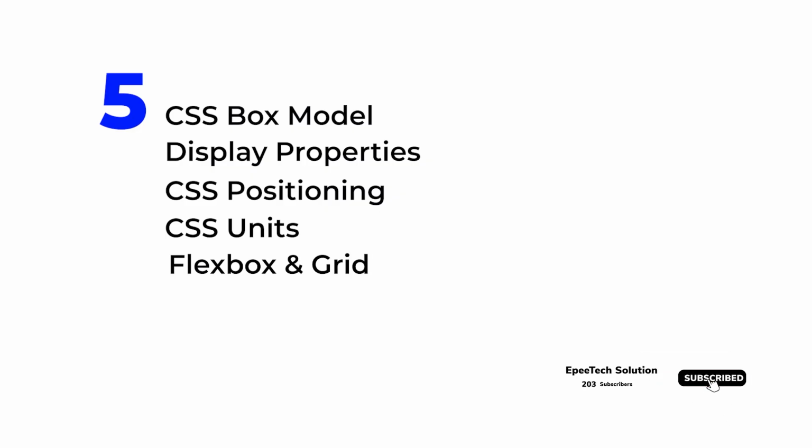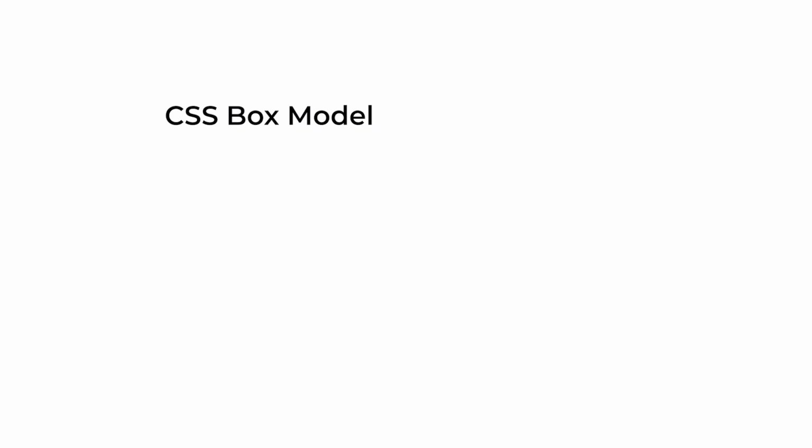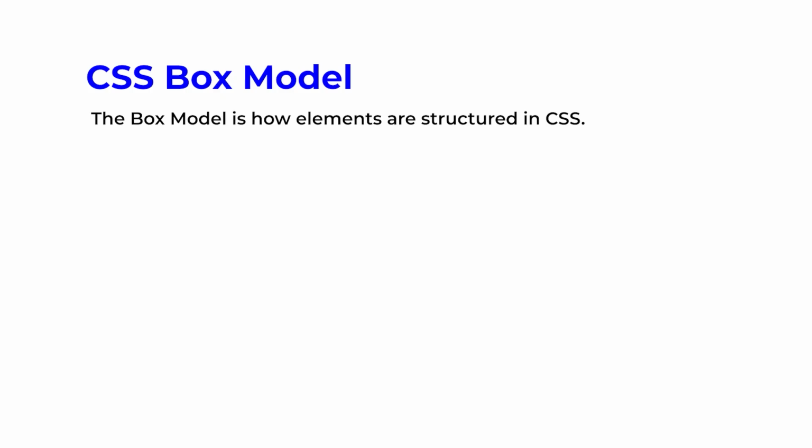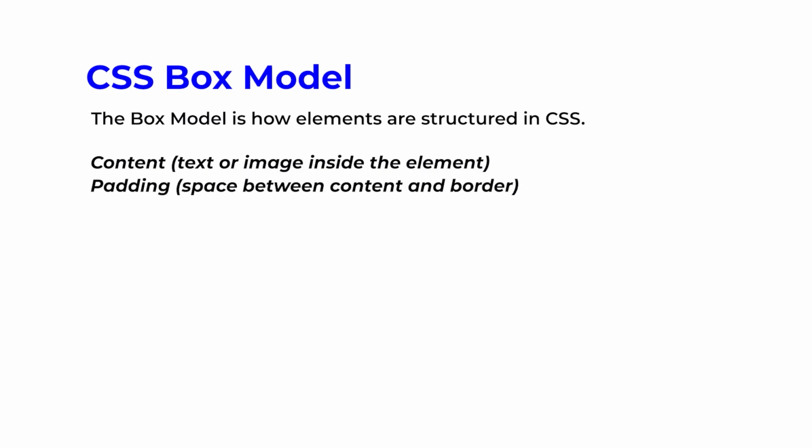So let's pick it one by one and let's practicalize it, see how it turns out and see the effect of it. The first one I'm going to discuss is the CSS Box Model. Box Model is how elements are structured in CSS, right? When you talk about the content, we put there the text or images inside the elements. Then there's the padding, the border, and the margin.